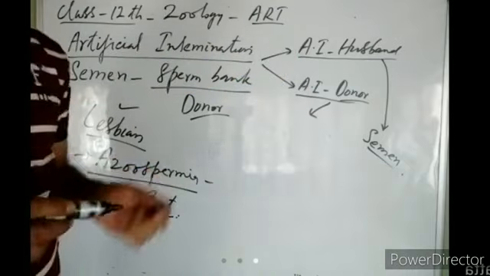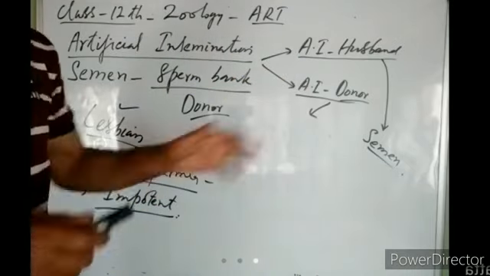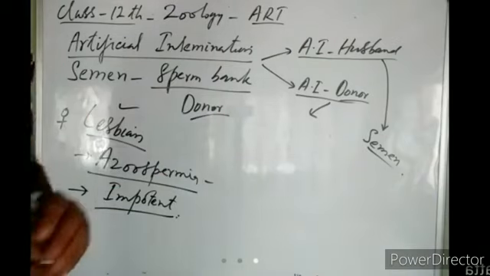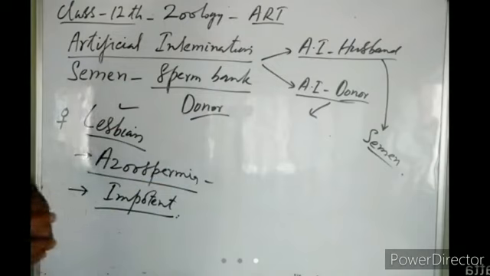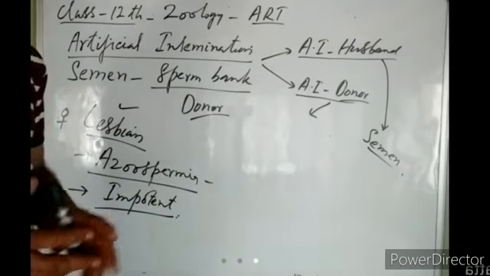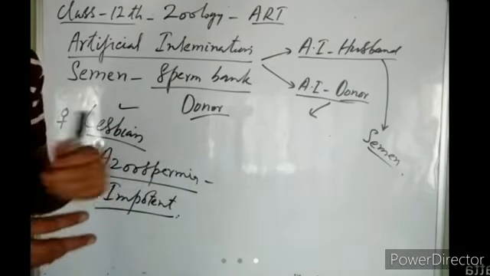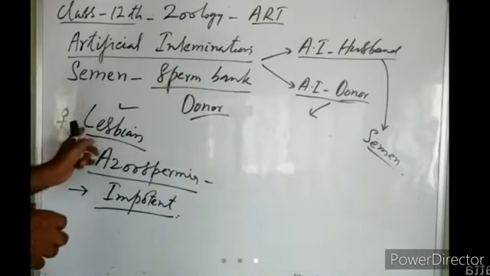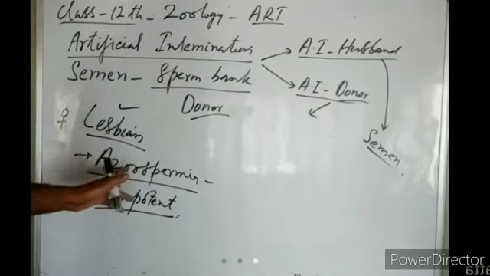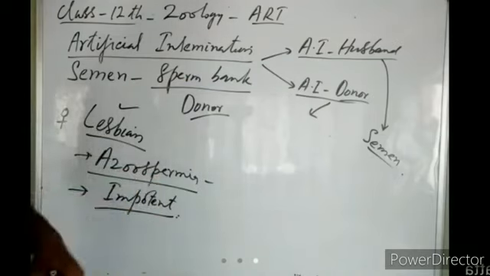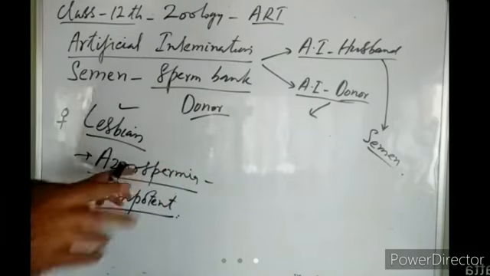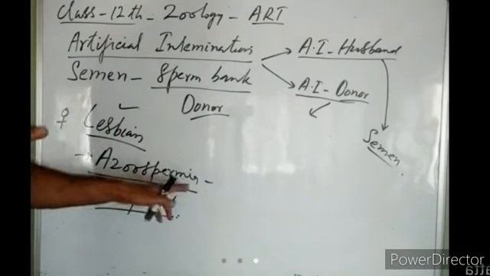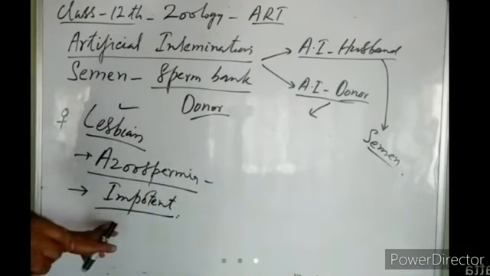In artificial insemination husband, the husband's sperms are used, and in artificial insemination donor, sperms are obtained from a sperm bank to overcome infertility. This infertility may be caused because of retrograde ejaculation, because of a damaged cervical canal, because of anti-sperm antibodies, or the other cause for artificial insemination donor may be that the female is a lesbian, or a normal female who is not lesbian. She is married, but her partner is suffering from azoospermia, or her partner is suffering from impotence, right?